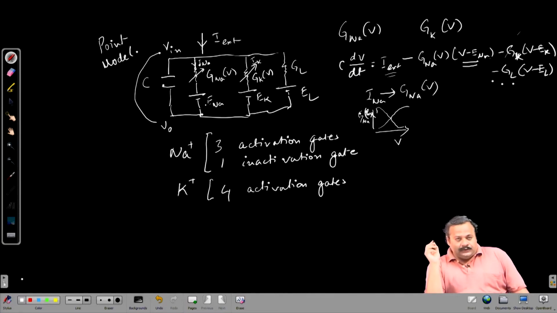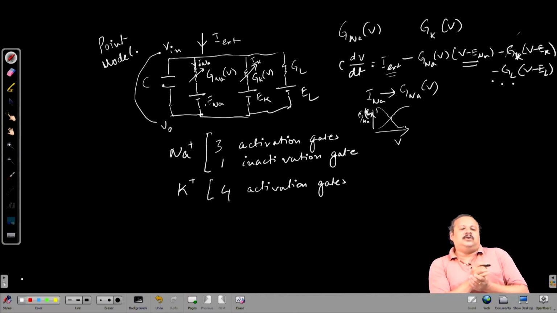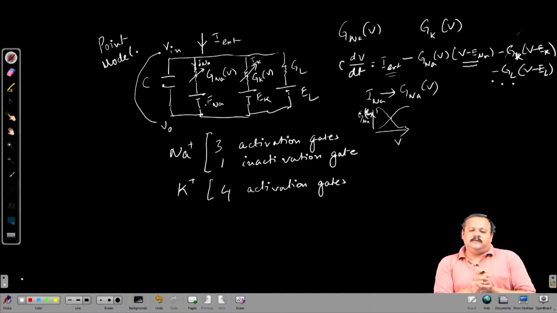Now, as we also saw, if we repeat those voltage clamp experiments, we see stochastic behavior. That is, the ion channels are not all always opening, or whatever fraction of them are supposed to open on average, they do not always open in every trial. What that means is that there is a probability or stochasticity associated with the opening and closing of these gates, and hence of these ion channels.